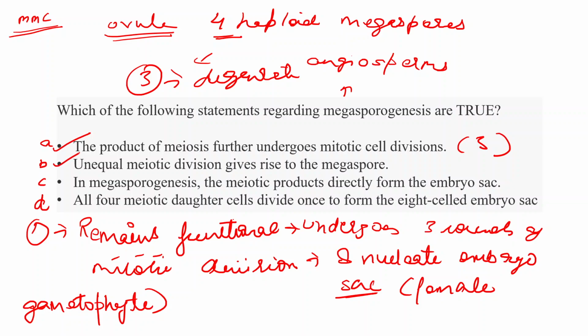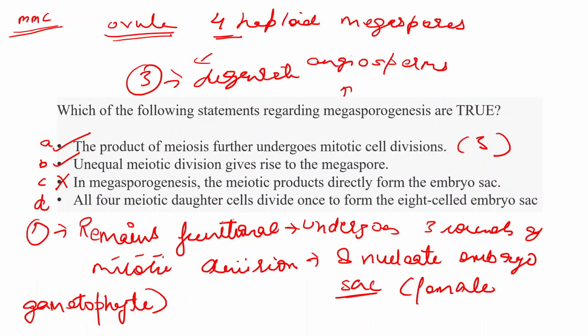True. Then, in megasporogenesis, the meiotic products directly form the embryo sac. Is it true or false? It is false. Why? Because the meiotic product, the functional megaspore, must undergo mitosis first to form the embryo sac. It cannot form the embryo sac directly.